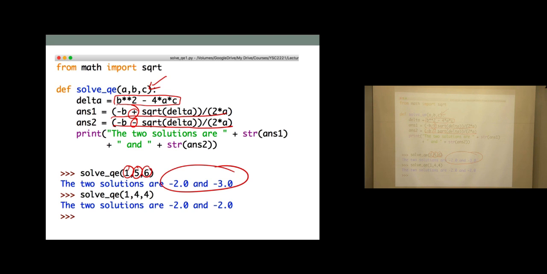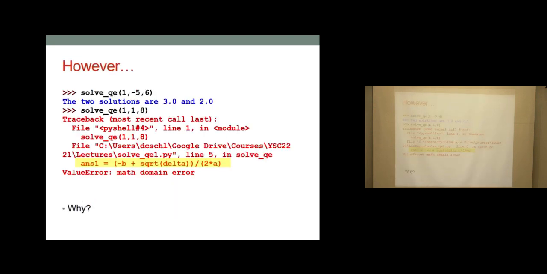What happens if I input something like that, trying to solve the equation with 1, 1, 8? All the red words come out. Why? Because it tells you something called a math domain error. When you see an error, the last line tells you what the main problem is, and it also tells you which line caused the problem, this one. Then you can guess what caused it: the square root, because the delta going in is a negative number.